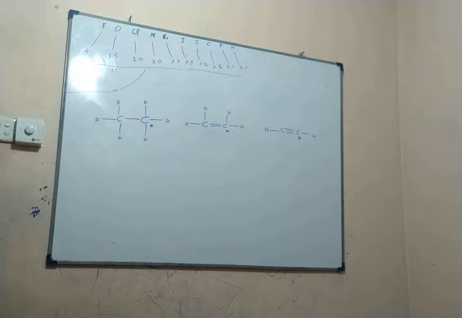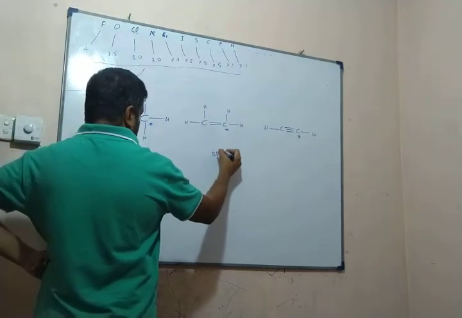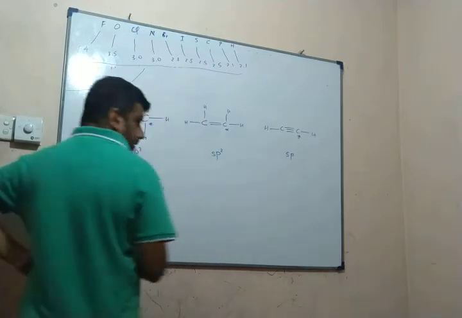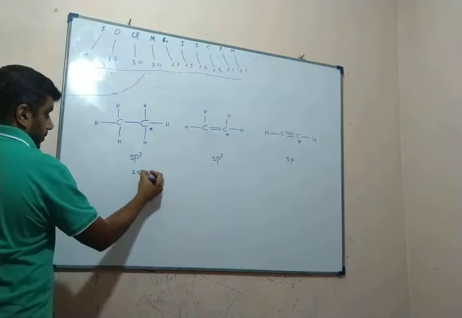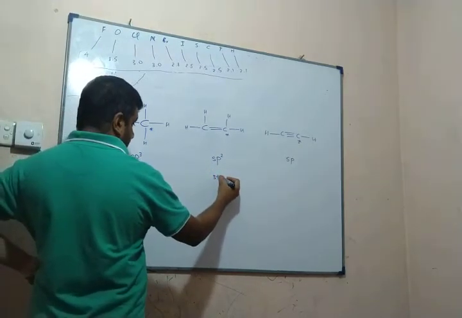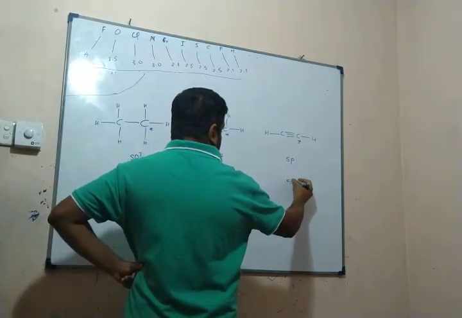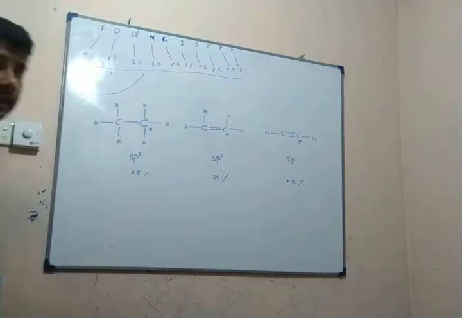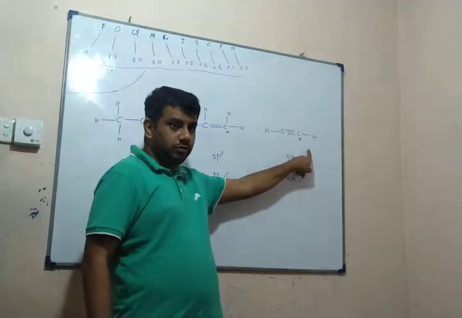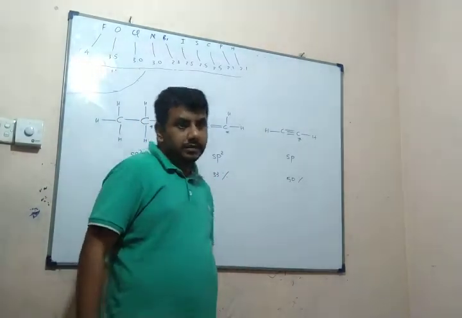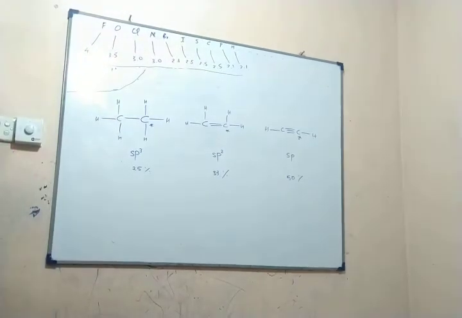What's the hybridization type? sp3, sp2, sp. So the S character is 25%, 33.33%, approximately 33%, and here 50%. So which carbon has higher electronegativity? The carbon in C2H2. Higher the S character, higher is the electronegativity.